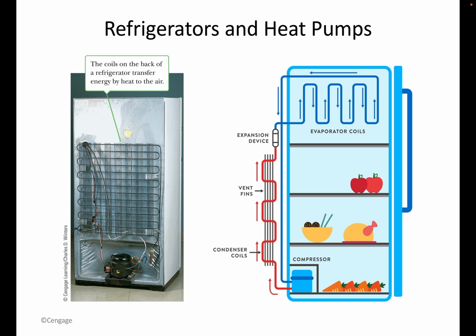It is a heat engine running in reverse, and they use work to remove heat from a cold area, such as the inside of the house or the inside of the refrigerator, to a warm area. So what an AC does is remove heat from the house to the outside. A refrigerator removes heat from inside the refrigerator to the outside. Let's use the refrigerator as an example.